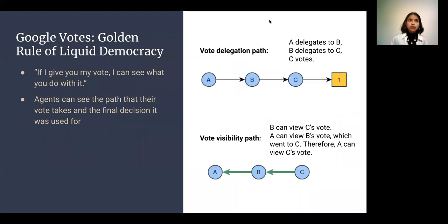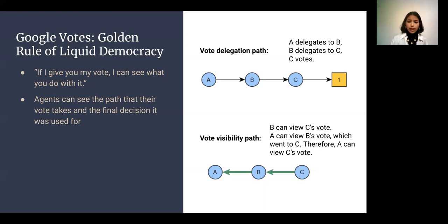Then Google Votes also, or I guess the model, includes something that they call the golden rule of liquid democracy, which is about privacy and transparency in liquid democracy. And so the idea is that if I give you my vote, I can see what you do with it.